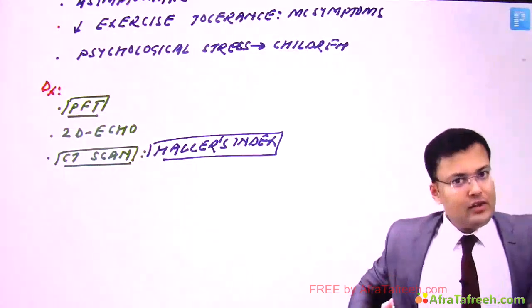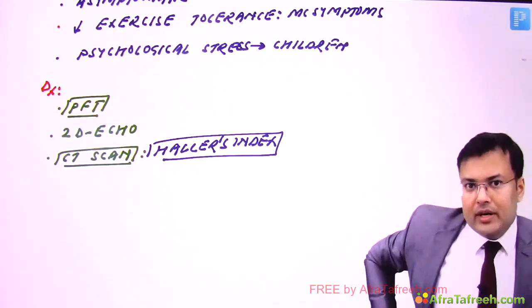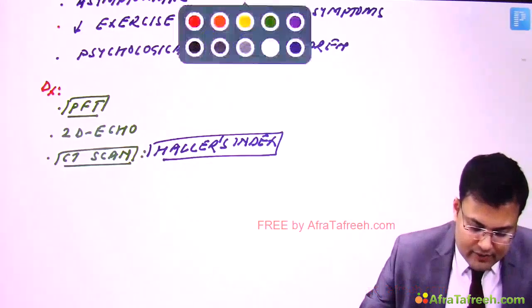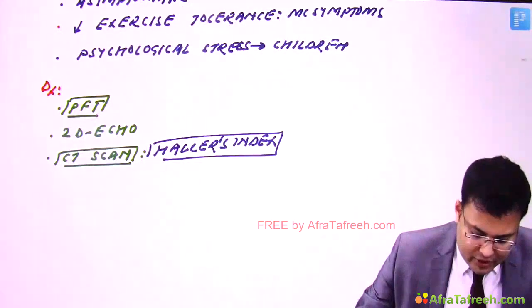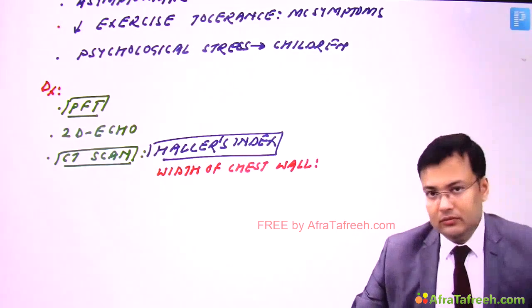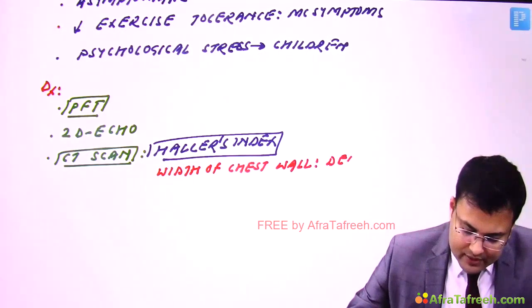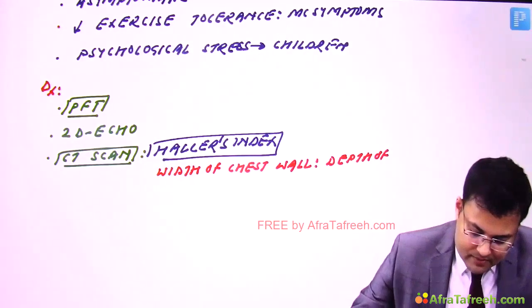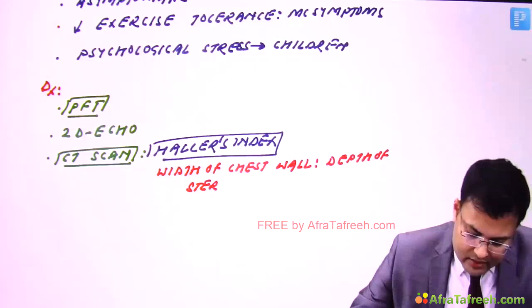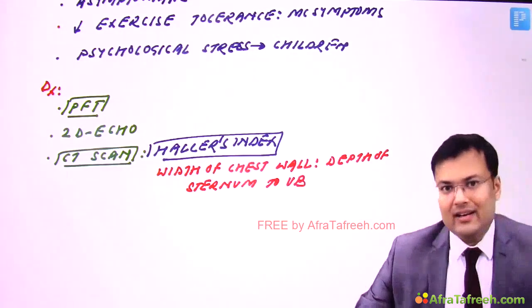It's the ratio of the width of the chest wall to the depth of the sternum to the vertebral body. So it is the ratio of the width of the chest wall to the depth of the sternum to the vertebral body. So this is Haller's index.